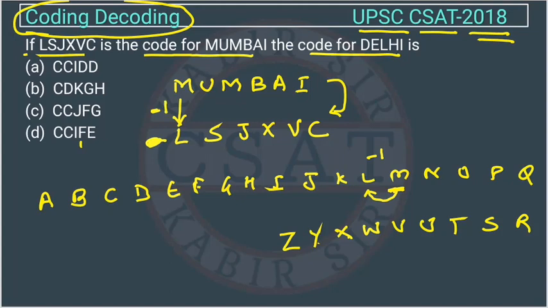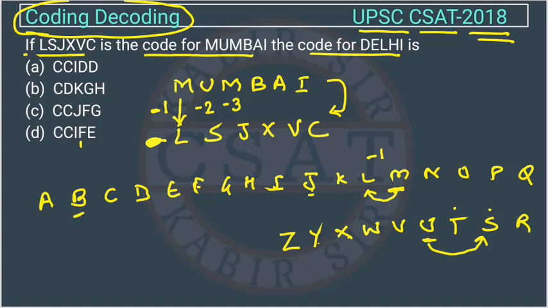Now we will check. U is being converted into S. U is here, and S is backward, before U. At the difference of how many steps? First and second. So this is -2. Similarly, M is being converted into J. M is here, and J is backward: first, second, third. So 3 steps backward, so -3.